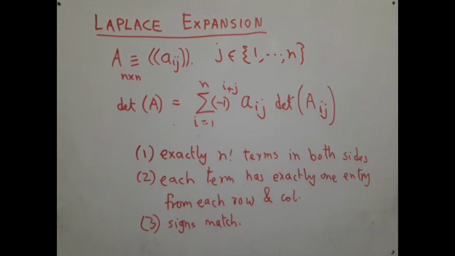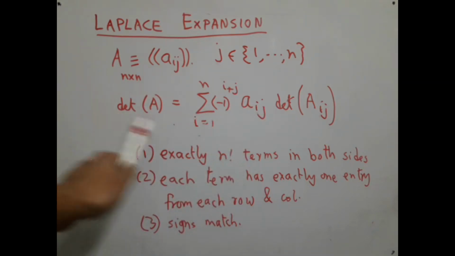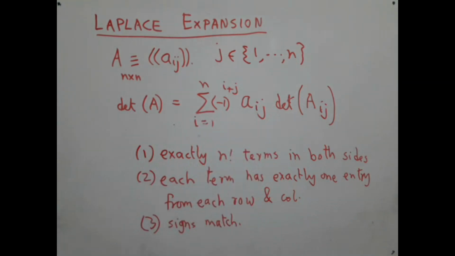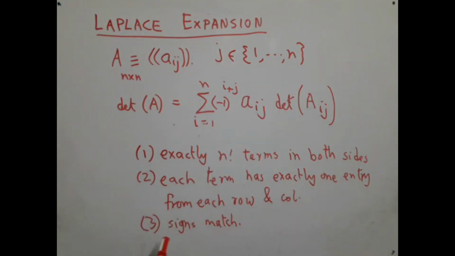Now the proof that we shall give will be from first principles, and we have to show these three things. Number one, that there are exactly n factorial terms both here as well as there. We know that there are n factorial terms here. We have to argue that there are exactly n factorial terms here also. Secondly, we shall show that each term here has exactly one entry from each row and column. We know that each term here satisfies this condition. We shall show each term here also satisfies the same condition. And finally, we shall show that the signs match.